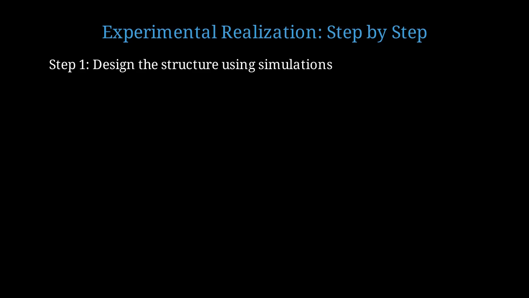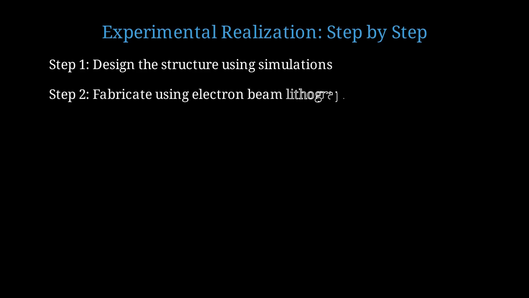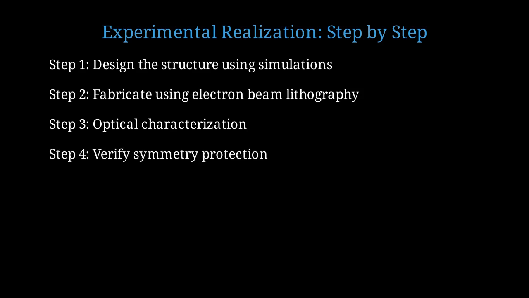Let me walk you through how you would actually realize a bound state in the continuum, experimentally. Step 1 is design. You use electromagnetic simulations to find the structural parameters that give a bound state in the continuum at your target wavelength. Step 2 is fabrication. You typically use electron beam lithography to pattern the nanostructure, followed by dry etching to transfer the pattern. Step 3 is optical characterization. You measure the transmission or reflection spectrum to identify the resonance and extract the Q factor from the line width. Step 4 is verification. You check that Q increases as you approach the bound state in the continuum condition, following the expected 1 over alpha squared scaling.